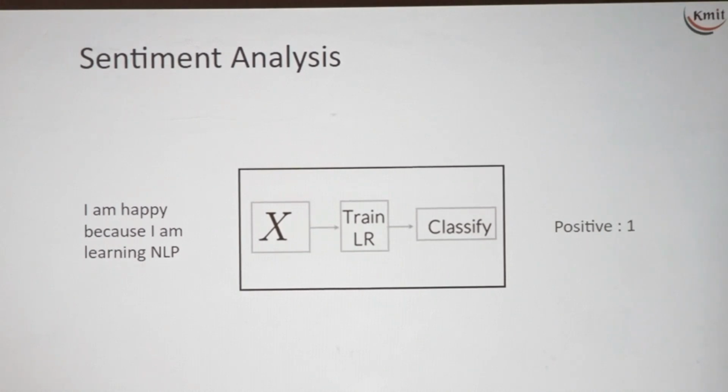Once the training is done and the model is ready, a sample random tweet like I am happy because I am learning NLP is given to this LR model, the logistic regression model. It is going to find out the sentiment of that, whether it is positive or negative. Here the positives are labeled as 1 and the negatives are labeled as 0.